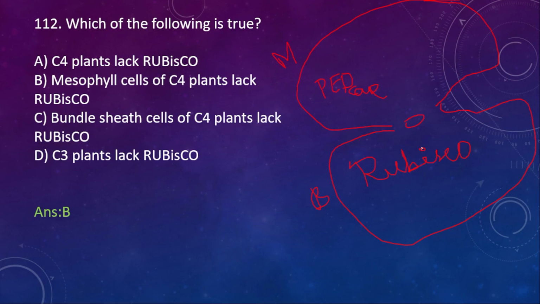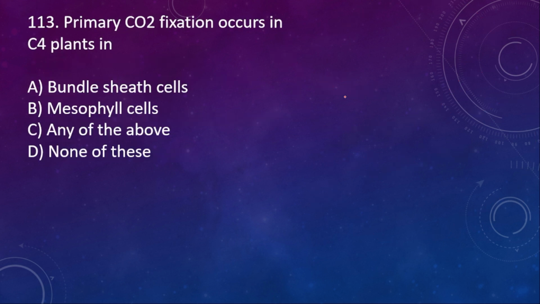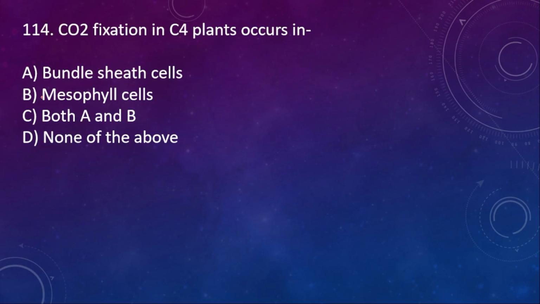Rubisco is present in bundle sheath cells. In mesophyll cells, Rubisco is absent. In bundle sheath cells, PEPcase is absent. 113. Primary CO2 fixation occurs in C4 plants in A. Bundle sheath cells, B. Mesophyll cells, C. Any of the above, D. None of the above. So here the right option is mesophyll cells.